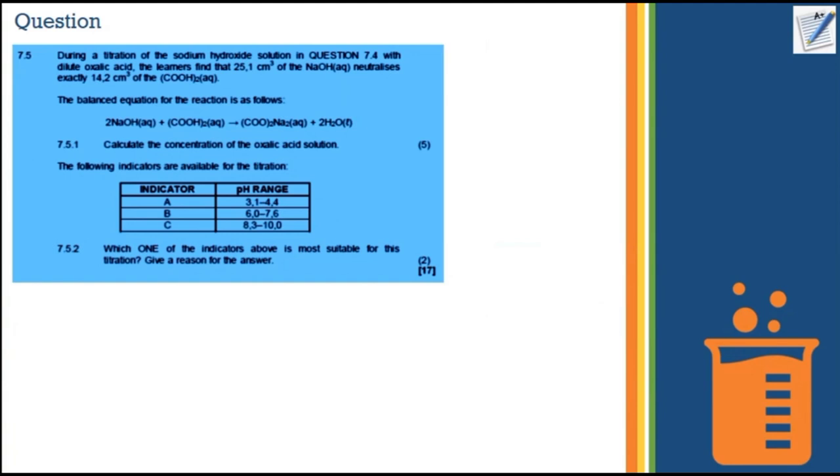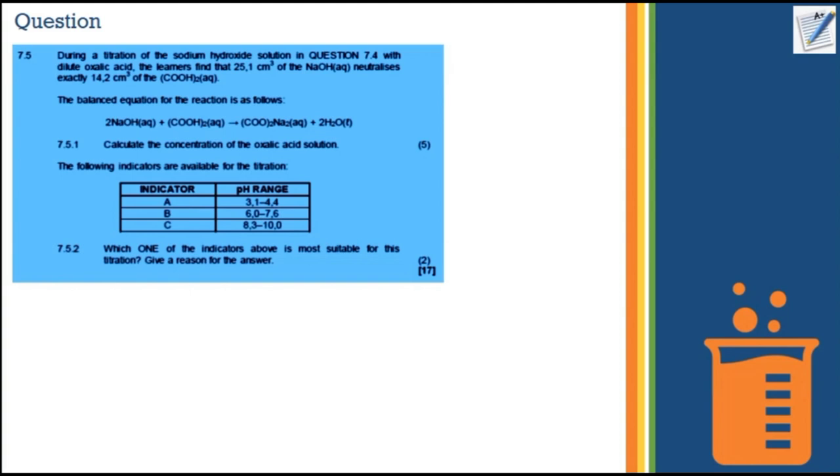Now, 7.5 says, during a titration. Now, when we see that word, we already must start thinking in terms of the titration formula. The sodium hydroxide solution in question 7.4, notice the scaffolding of the answer that is being used in 7.5. That's a basis. The foundation is going to be used. With a dilute oxalic acid, right? So sodium hydroxide is titrated with dilute oxalic acid.